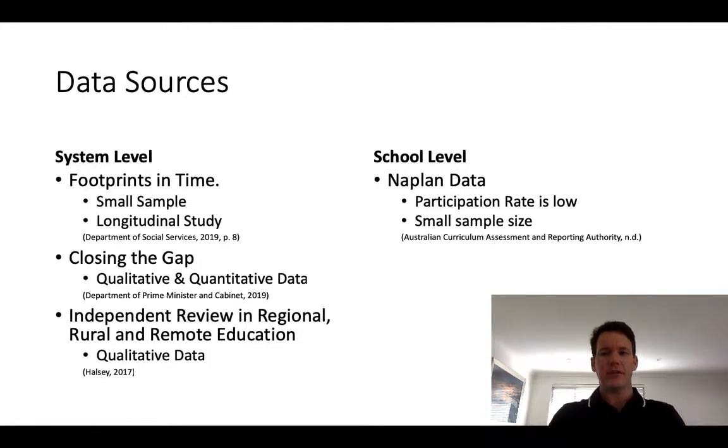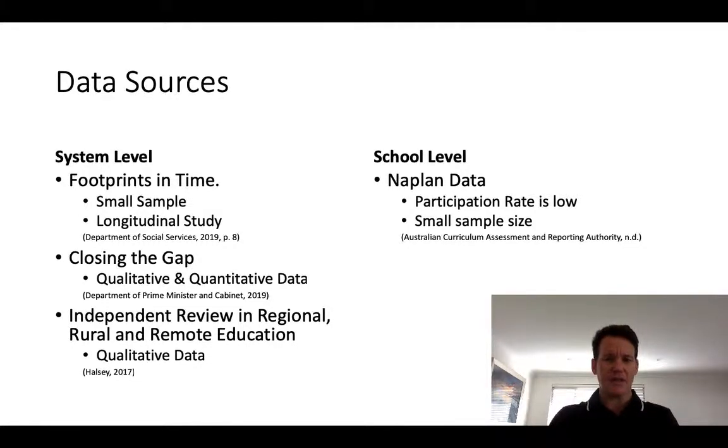Here I've focused on 4 data sources. 3 are system-level resources, taking data from the whole of Australia, and 1 being our school-level results. The system-level sources are Footprints in Time, Closing the Gap, and the independent review into regional, rural, and remote education. Whilst the school-level data is from NAPLAN. Each has its own benefits and limitations, which we need to keep in mind as we're looking at them.